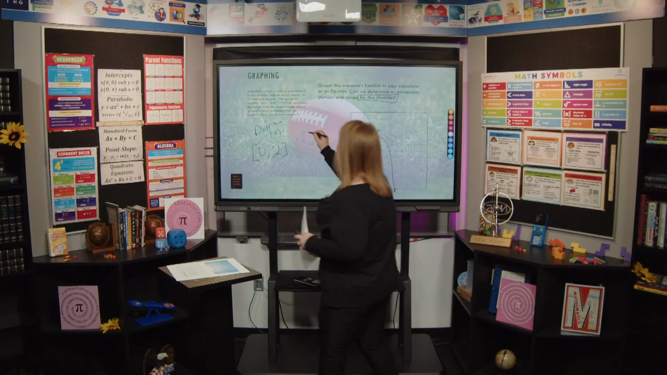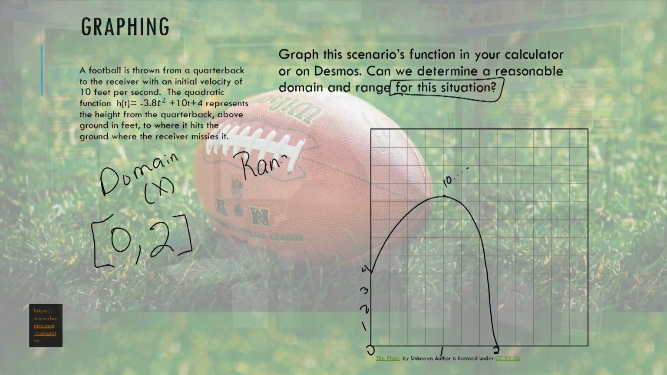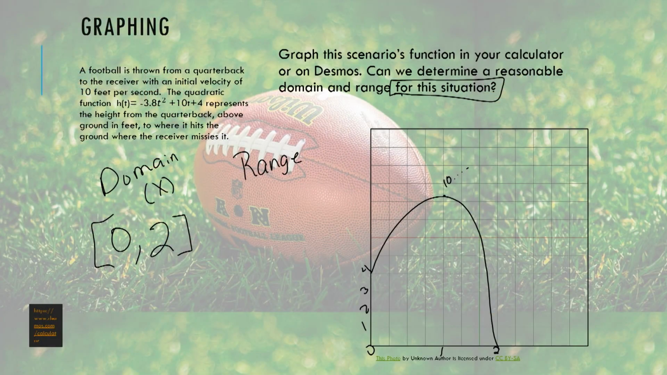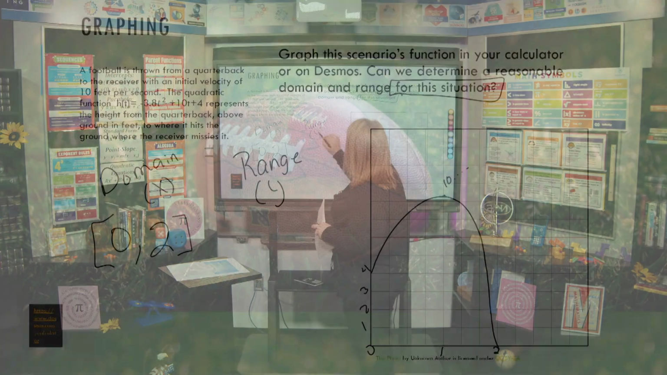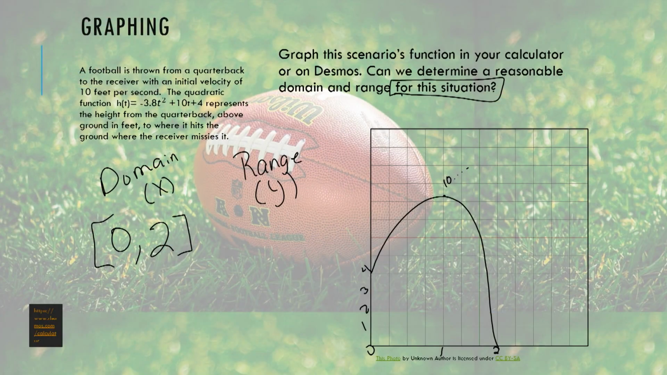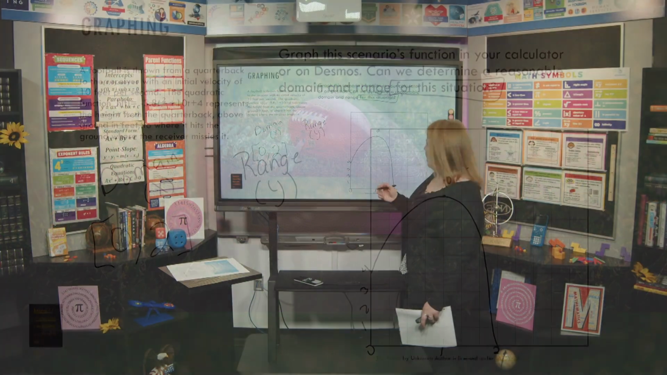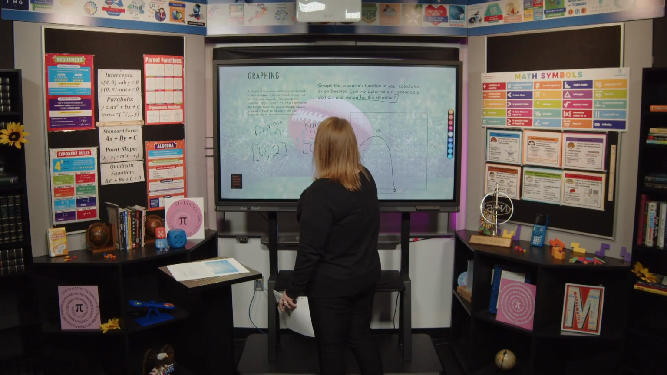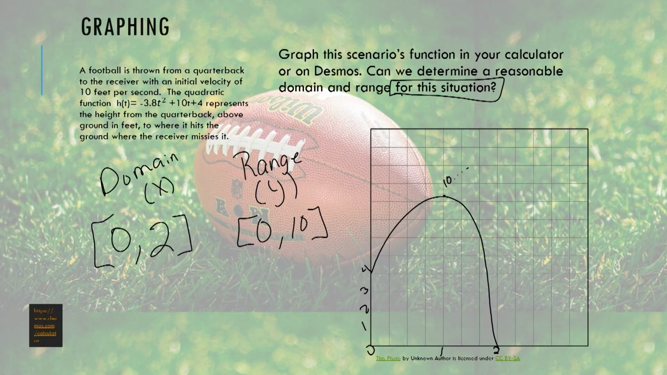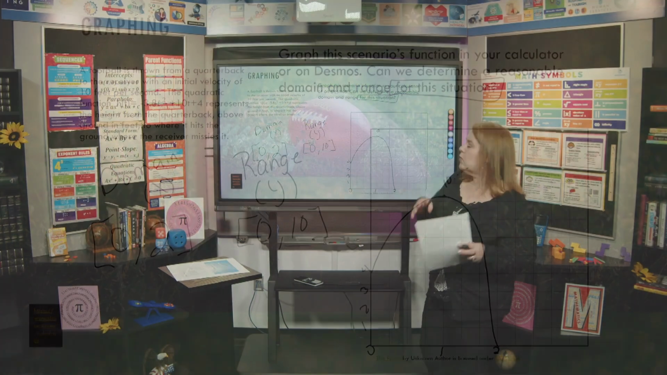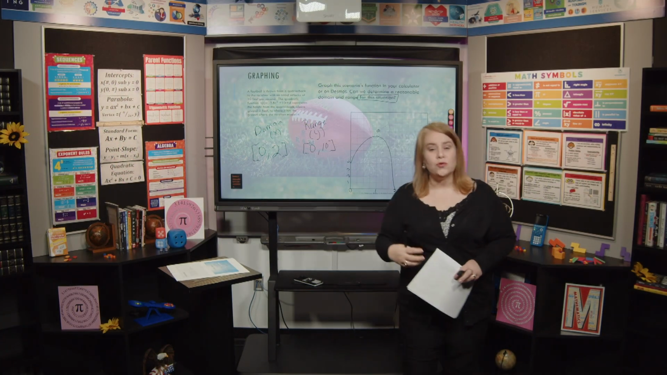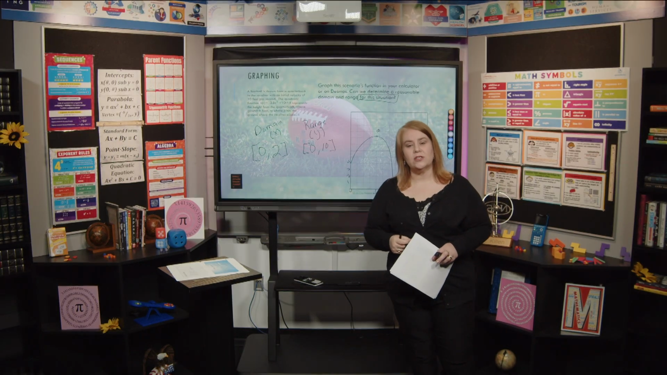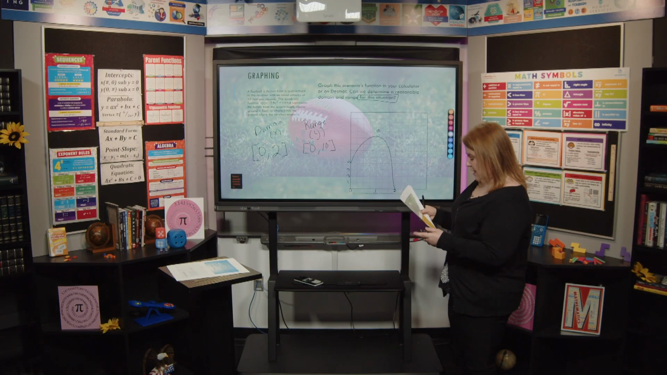Now let's look at my ranges. What did we say that my range deals with? It deals with my y values. So I know that my y values hit the ground at 0. But what was the highest above the ground that it was? Yes, so I would say about 10 feet. So those are possible domain and range intervals, and those are key words that we got to make sure that we remember. All right, let's look at the next one.